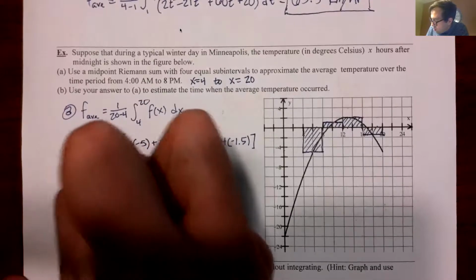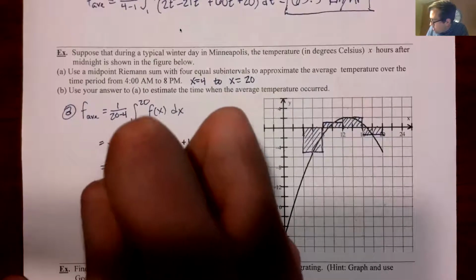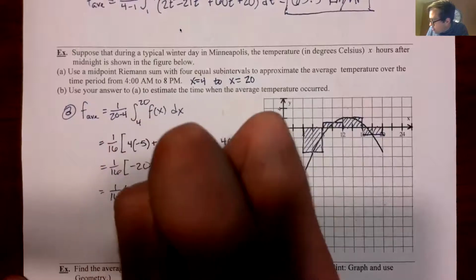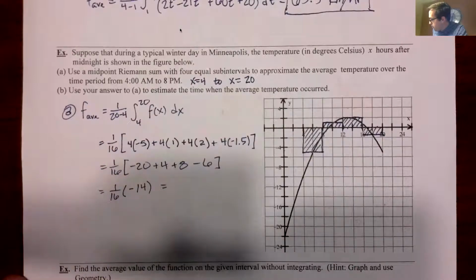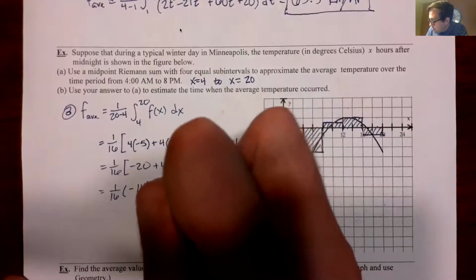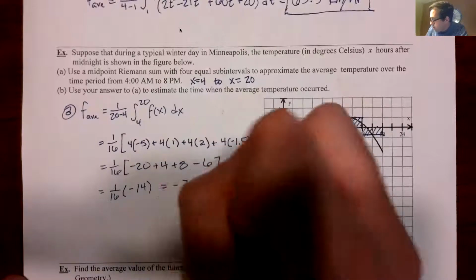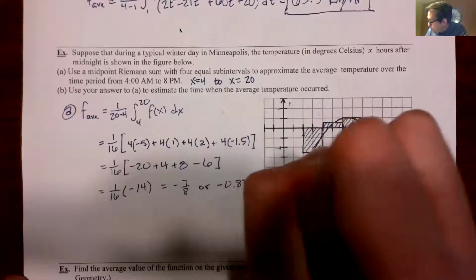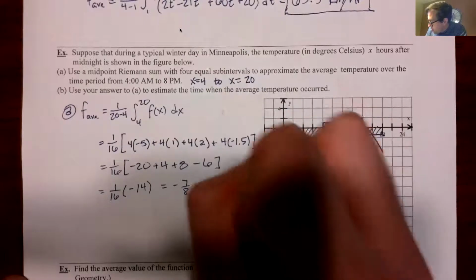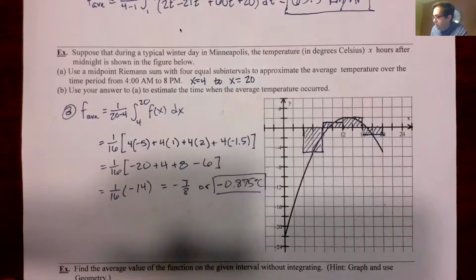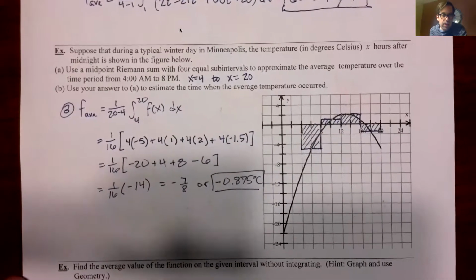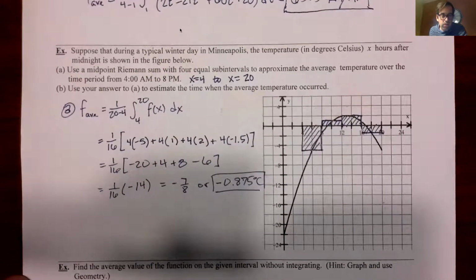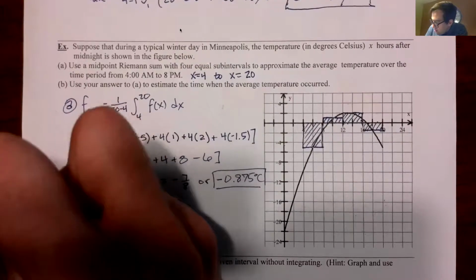We get 1/16 times -14, which is going to be -7/8, or -0.875 degrees Celsius. So that's an approximation of our average temperature from 4 a.m. to 8 p.m.